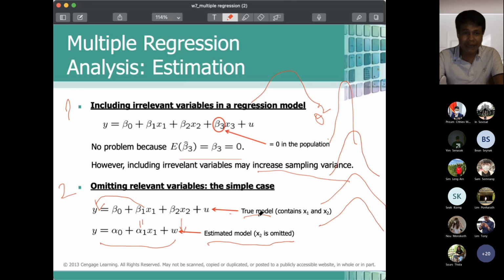Good question. What we are expecting here is that if beta 1 equals alpha 1, then x2 is an irrelevant variable, because it does not affect your beta 1 at all. What we need to find out is whether alpha 1 in the estimated model equals beta 1 or not. If it is not equal, your estimated model will produce a biased estimate, because what you want to find out is beta 1, not alpha 1.